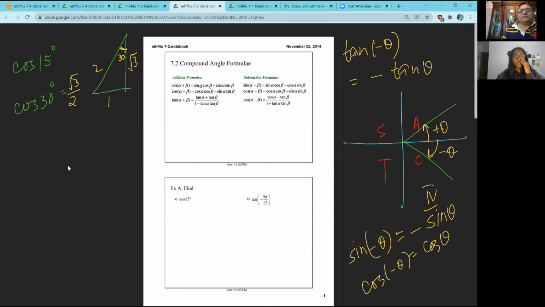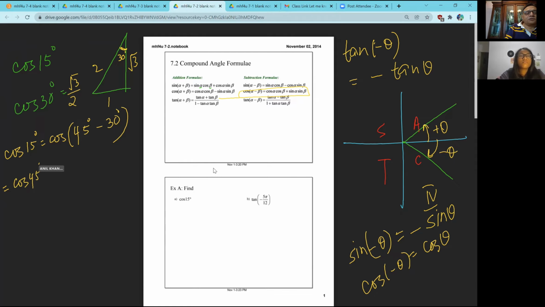15 can also be written as a combination of 45 and 30. So I could say that cos of 15 degrees is basically equal to cos of 45 degrees minus 30 degrees. Does it make sense to you? 15 is 45 minus 30. Now we can use the compound angle formula for cos A minus B, alpha minus beta. So that gives you cos of 45 degrees times cos of 30 degrees plus, it becomes positive, kind of reverse, sine of 45 degrees times sine of 30 degrees.